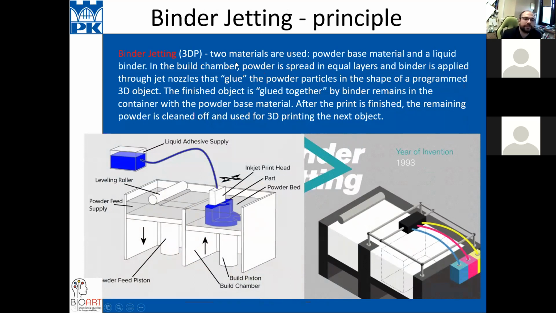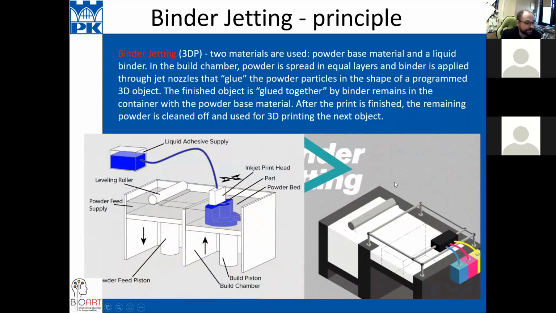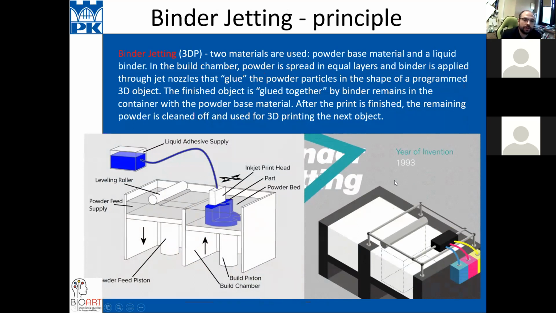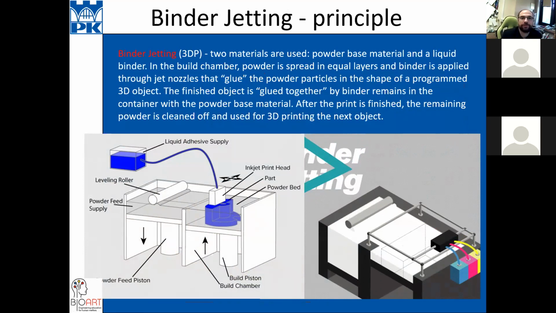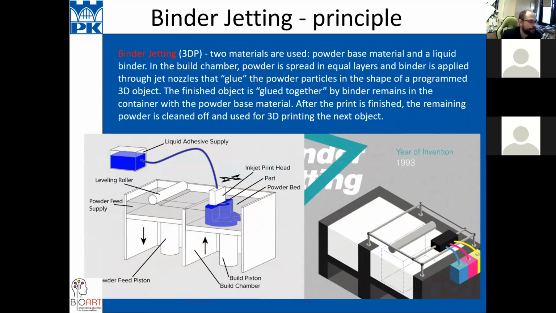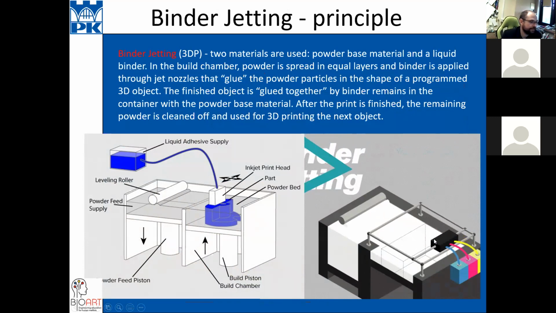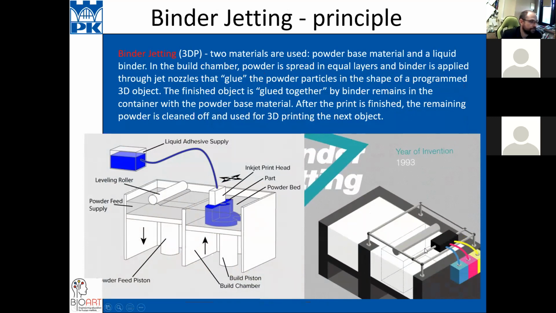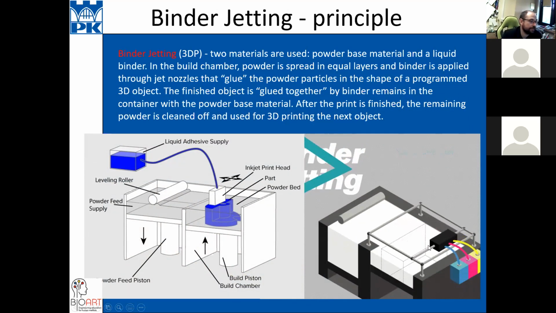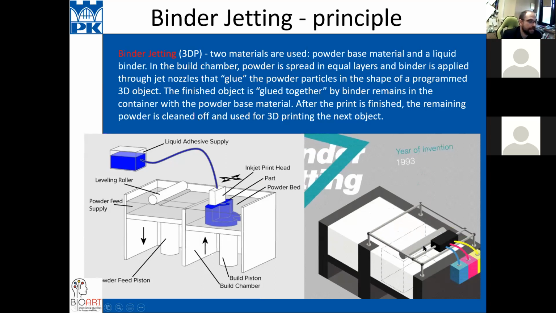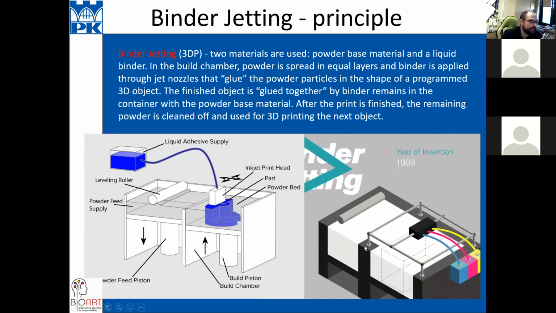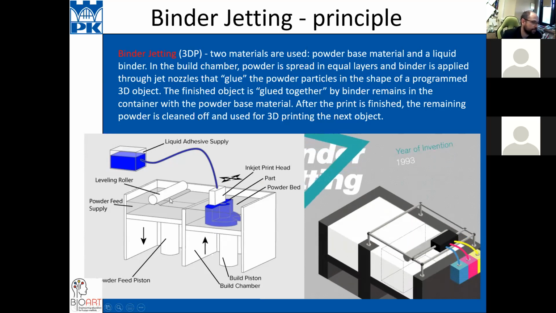Next method is binder jetting, and in this technique you use powder. You can use ceramic powder, or you can also use metal powder. And here you have some jets that have glue, and you glue together the parts of materials. And next, because you must also have two chambers, one goes up and the second one goes down.